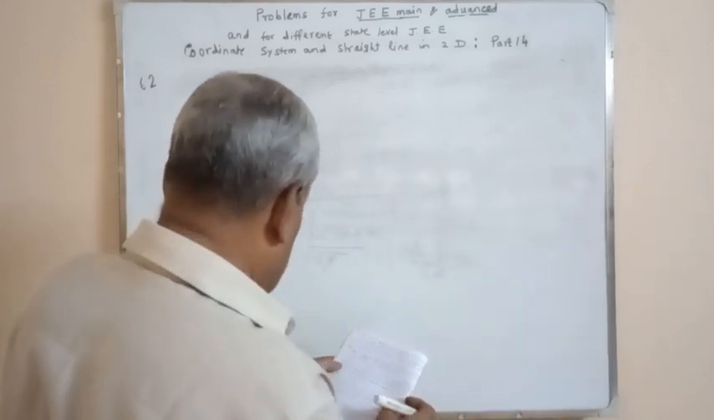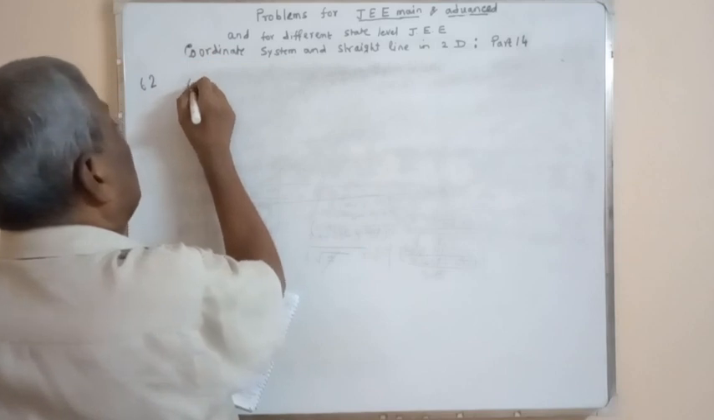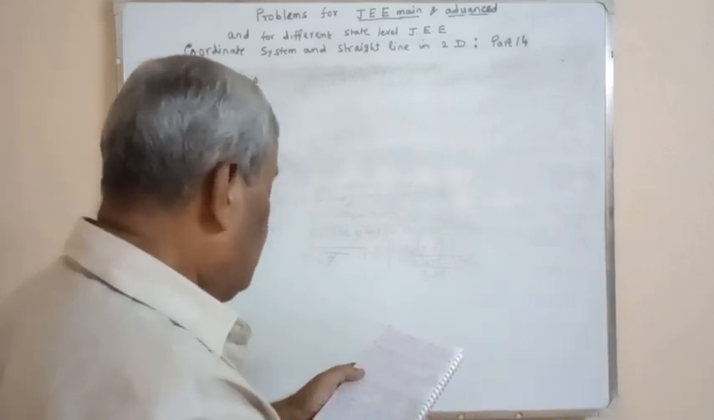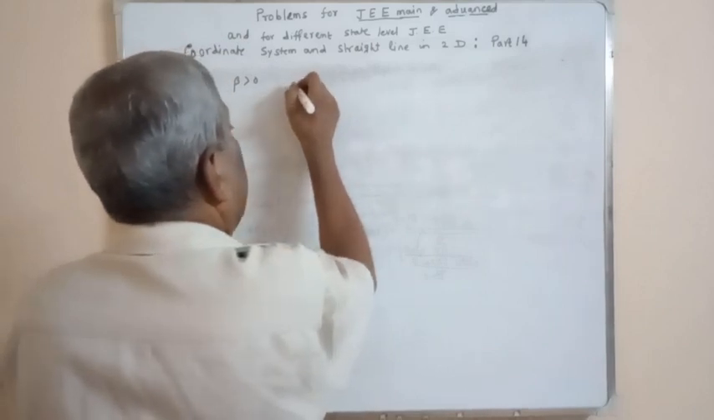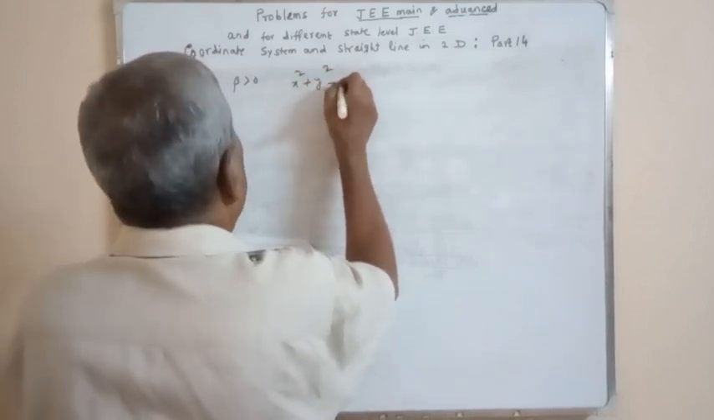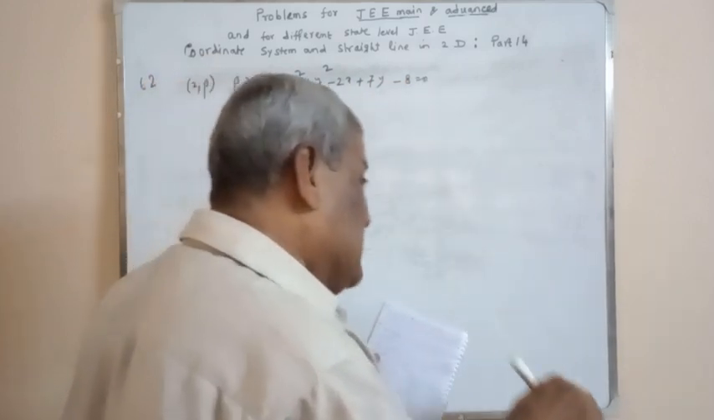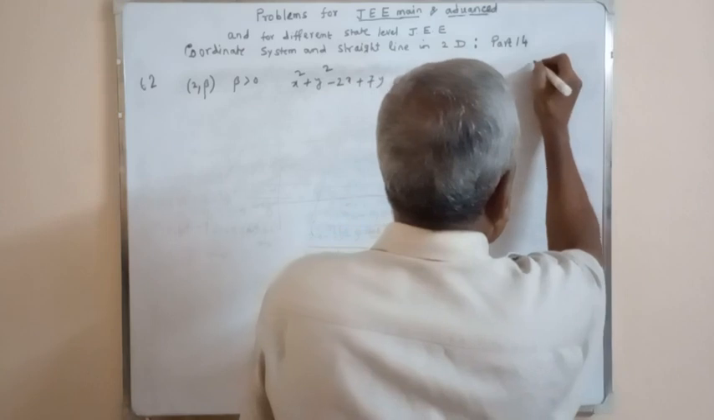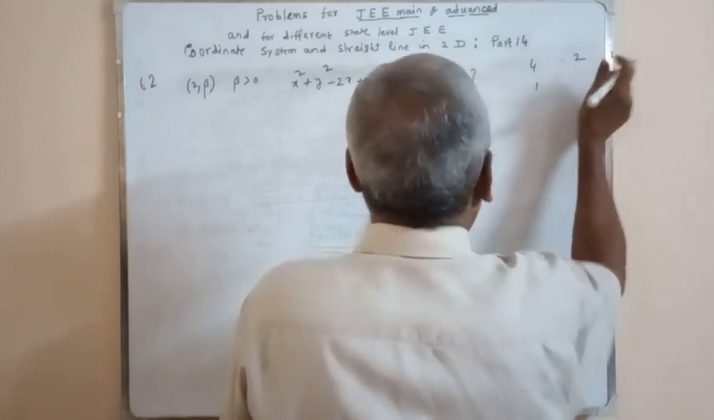Next, problem number 62, and the problem 62 is: without rotating the axis, the origin is shifted to 2 comma beta. Beta is positive. If with respect to the new system of axis, the constant term of the equation x square plus y square minus 2x plus 7y minus 8 is equal to 0 is absent, then beta is. Options: 4, 2, 1, minus 1, and 3.